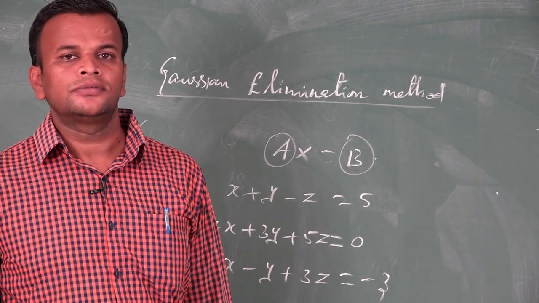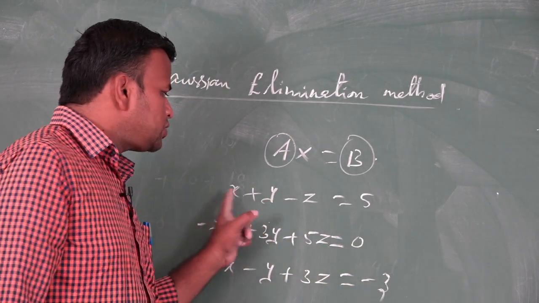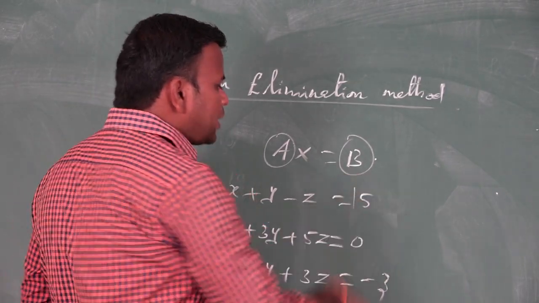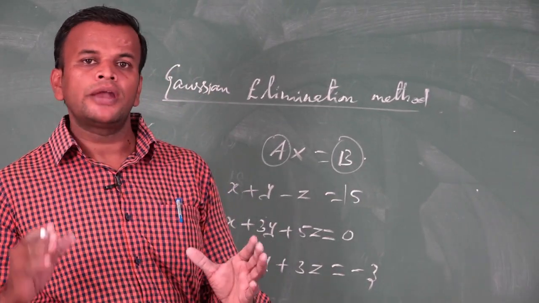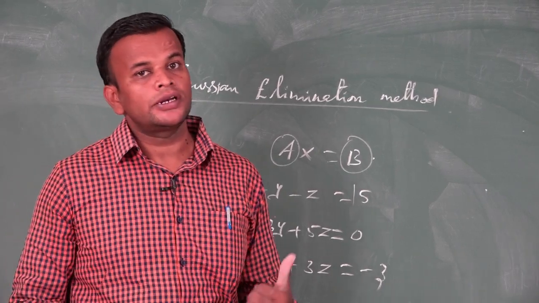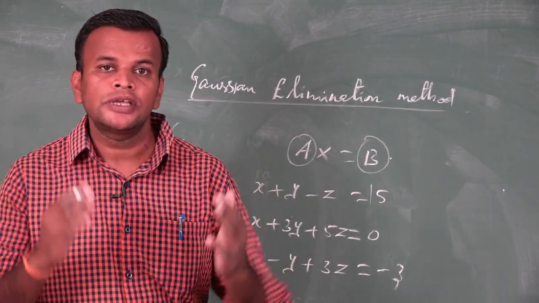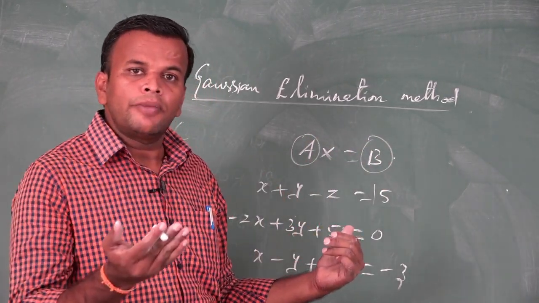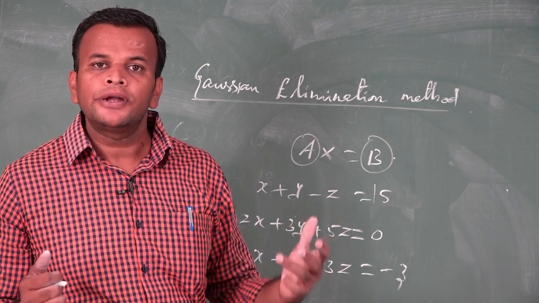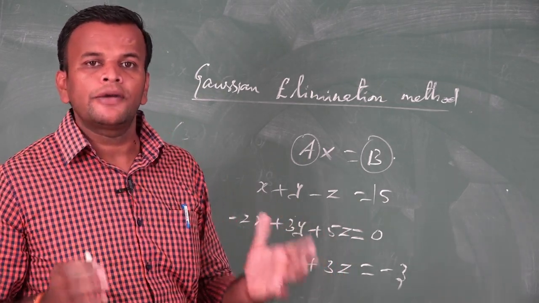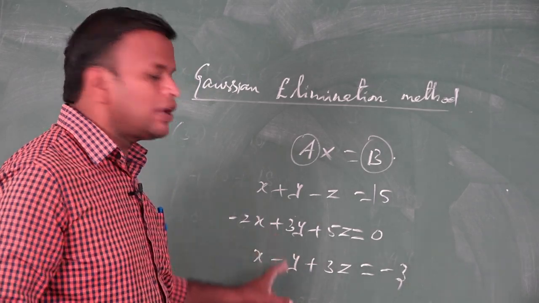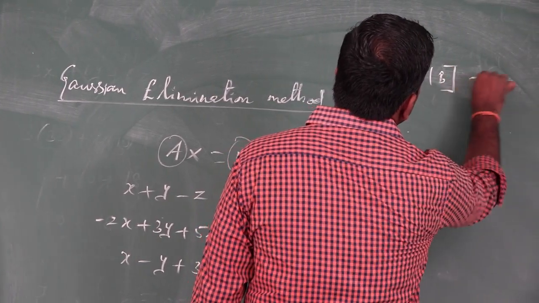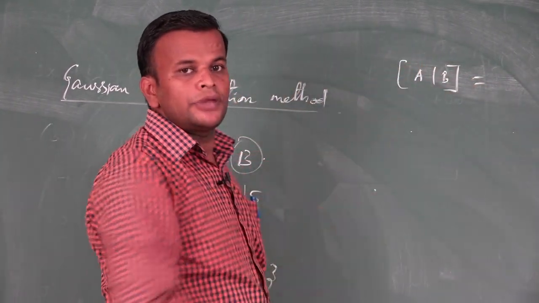What is the working rule? We already saw that the coefficients of x, y, z form the matrix A, and the constants form the matrix B. First, we form an augmented matrix. We already said what augmented means: extended. The LHS matrix is A, and we include the matrix B, so this matrix is called an augmented matrix. Its symbol is A augmented with B. You should read it as A bar B or A by B.